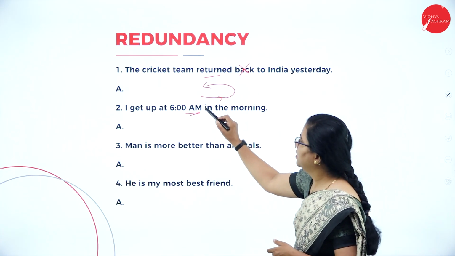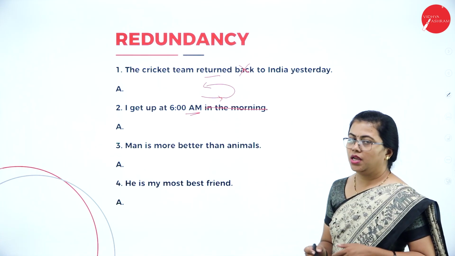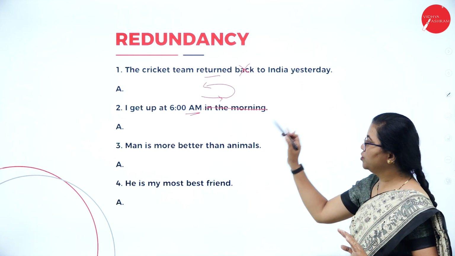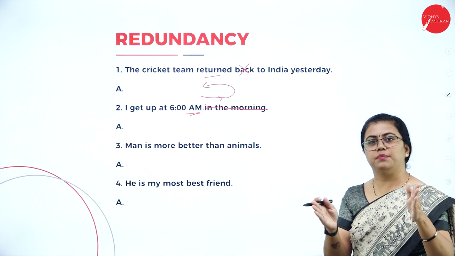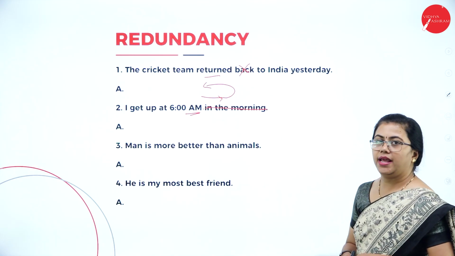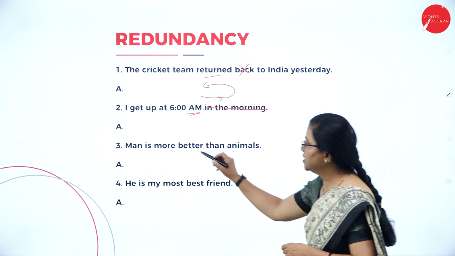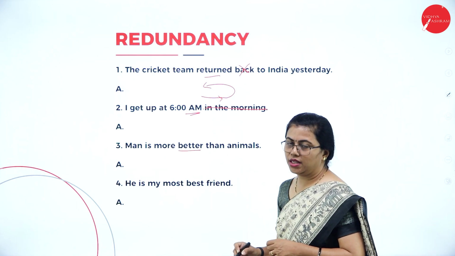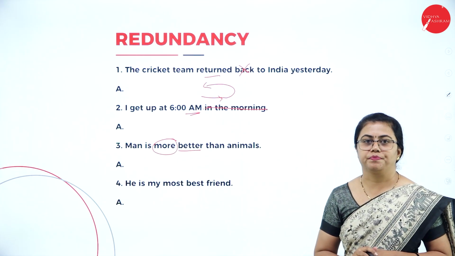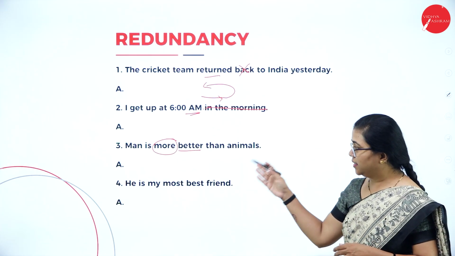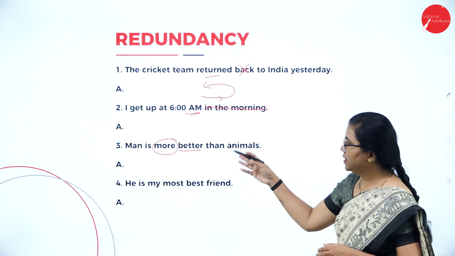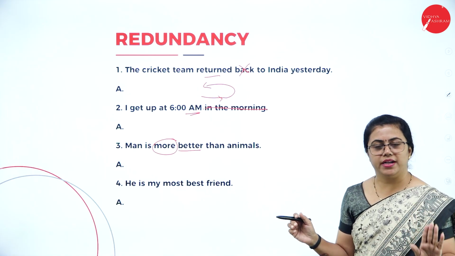So in the morning, this phrase is not required. I get up at 6 a.m. Enough. You need not use it again to specify that you get up early in the morning. No need to say that. Man is more better than animals. So here you can see this is already in comparative degree. Again, you need not use another comparative degree here. Yes, this is another common mistake that many people make. Man is better than animals. Enough.